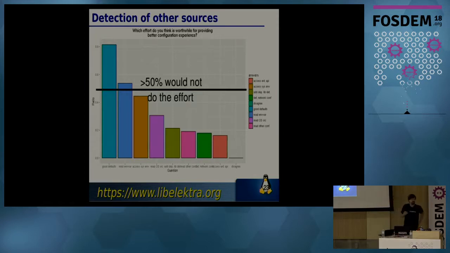It's too much effort to do it. So it is difficult to ask other sources to get better defaults. There's only little software which actually makes this effort. For example, in LibreOffice, you have a desktop detection code, and it's nearly 400 lines of code just to detect which desktop we are running on.